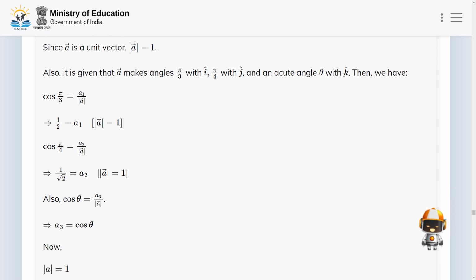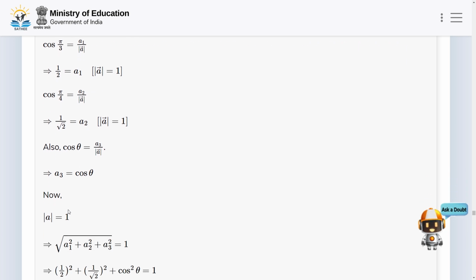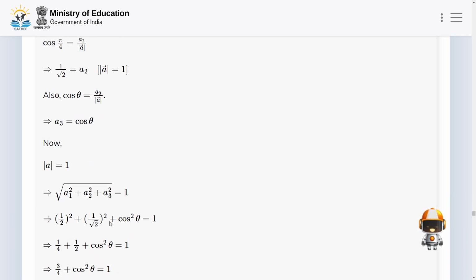Now with k hat it is making theta. This means cos theta will be A3. Now you know that the magnitude must be 1. So apply the things, and you will have this.